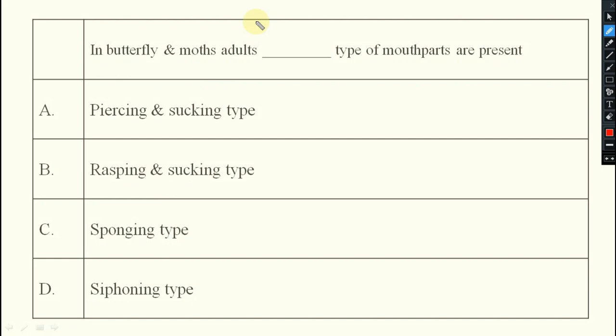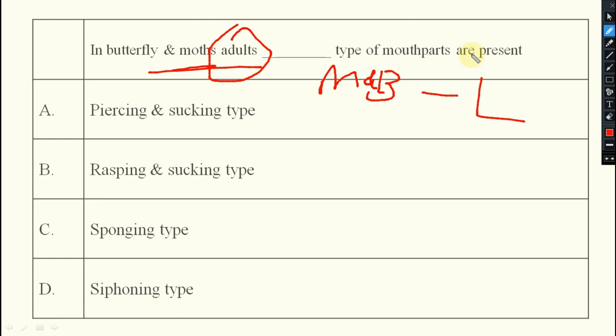Next you see, in butterfly and moth adults, that means order Lepidoptera, yes or no? In their adult, which type of mouth parts are present? So the answer will be option D, siphoning type of mouth parts.